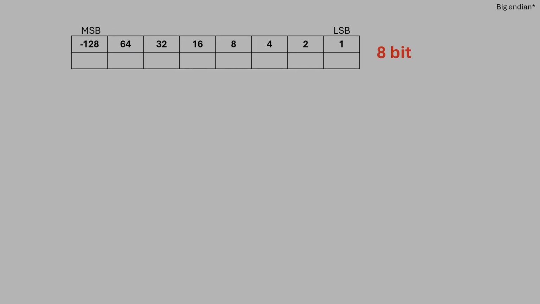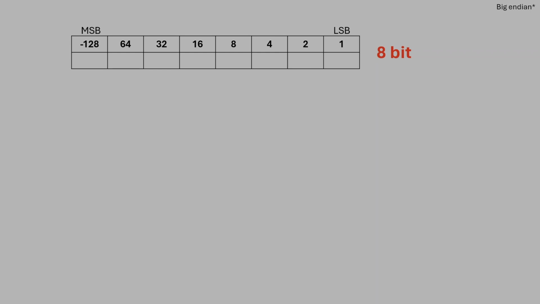So we've got LSB on the right hand side and MSB on the left hand side. LSB means the least significant bit. MSB is the most significant bit. Now with 8 bits, you'll notice we go 1, 2, 4, 8, 16, 32, 64, 128, but the most significant bit in 2's complement is negative.